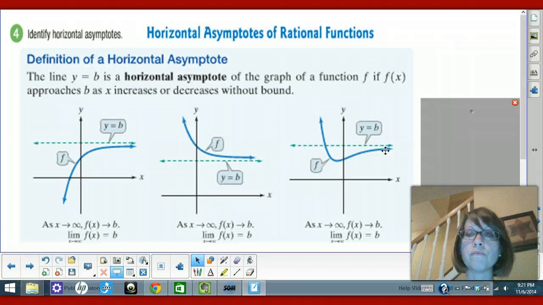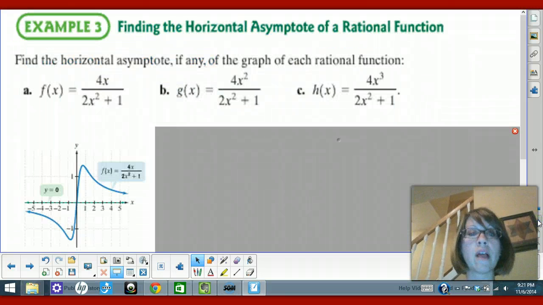I'm going to show you how you can know from an equation, from the function, if something's going to have a horizontal asymptote or not. Sometimes they do, sometimes they don't. Okay, so here's example 3.